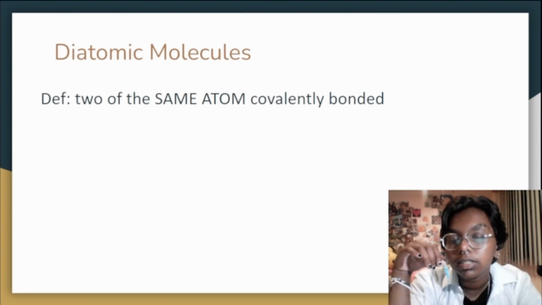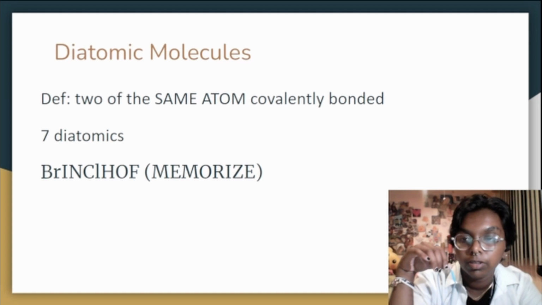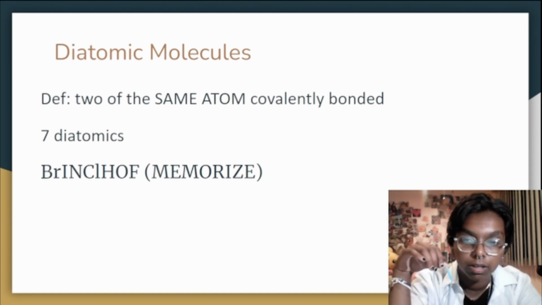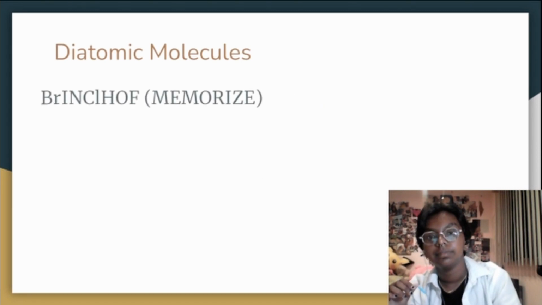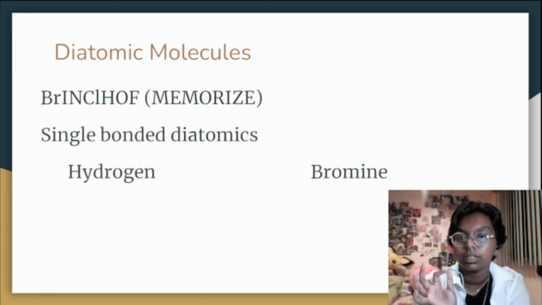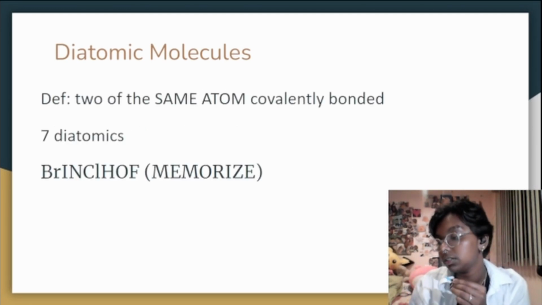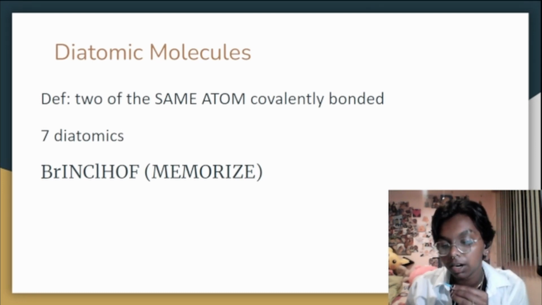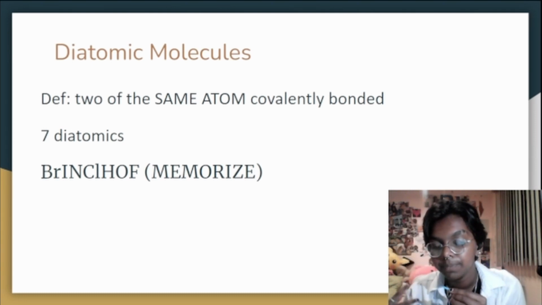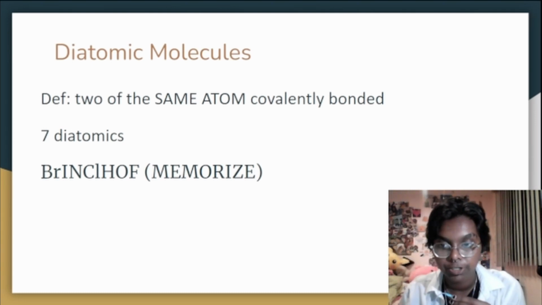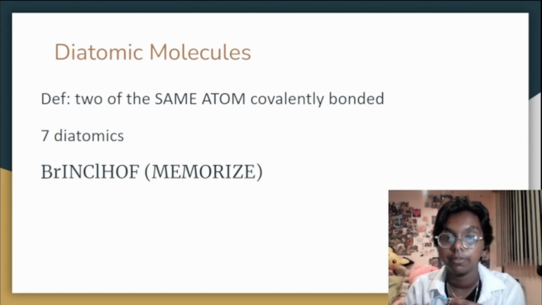Diatomic molecules are 2 of the same atom covalently bonded, right? So we have 7 diatomic molecules that you have to have memorized. You can remember them by using Brinkelhoff. So you have Br, bromine, I, iodine, N, nitrogen, Cl, chlorine, H, hydrogen, O, oxygen, and then F, fluorine, right?